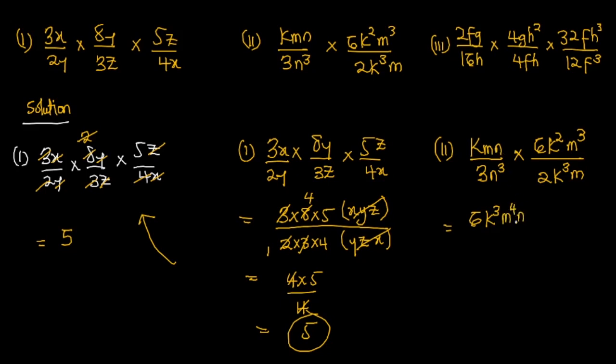If I multiply everything by everything I have at the top here, I'm going to have 6. K multiplied by k will give me k cube. M multiplied by m will give me m power 4. Then n. All divided by 3 multiplied by 2 will give me 6. Then I have n cube because there's no n here. Then I have k cube. Then m. Alright. So from here, I can go ahead and start cancelling to get my final answer. So the 6 will cancel the 6 out over here. Then the k cube will also cancel the k cube over here. So I have m power 4n over mn cube.